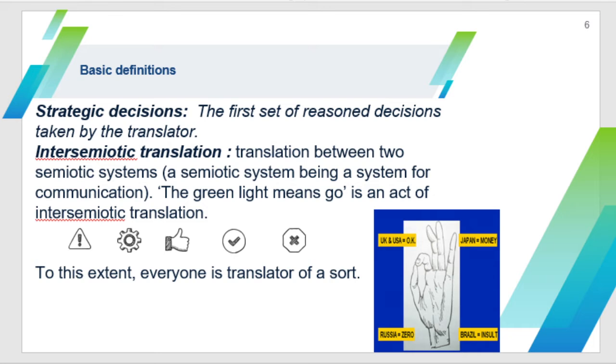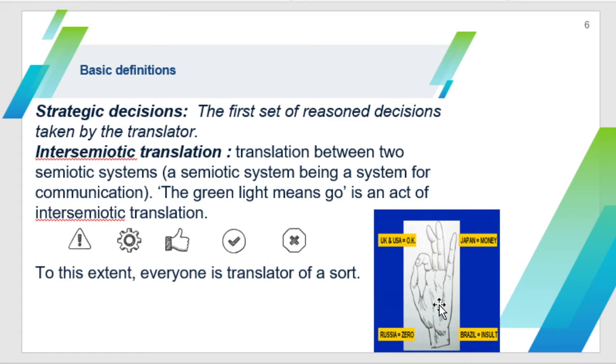If we look at the sign here, which is a warning sign, or the cross sign, it is an act of intersemiotic translation. So to this extent, everyone is a translator of a sort. But be careful, some signs are not used the same way in every culture, so you have to be careful when you are talking about intercultural communication.